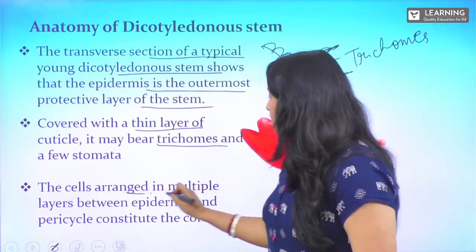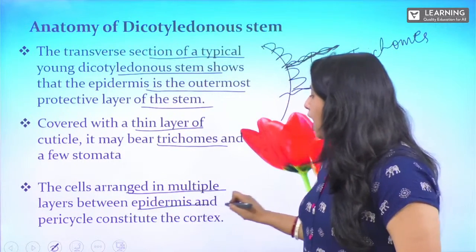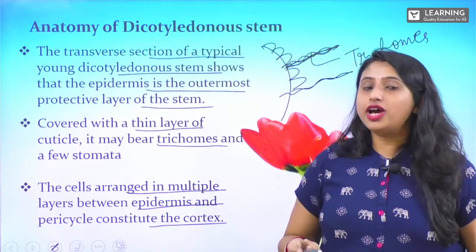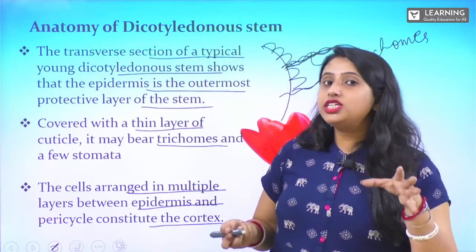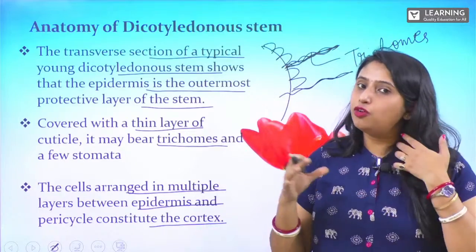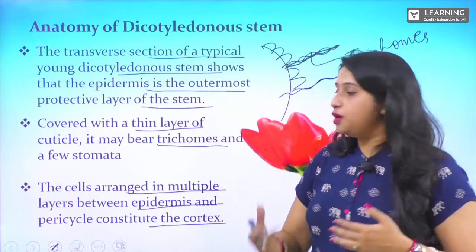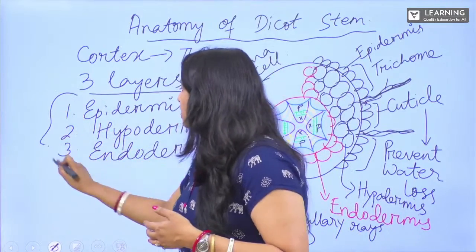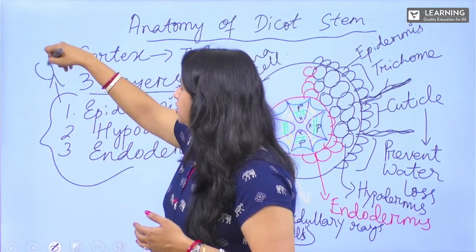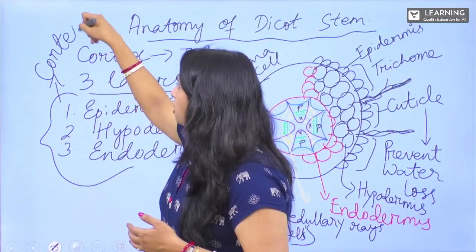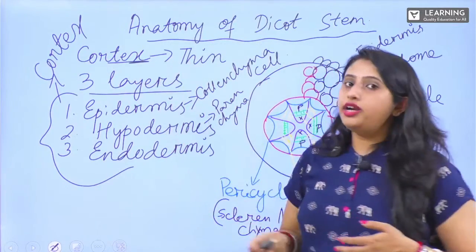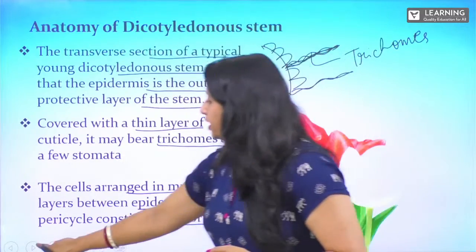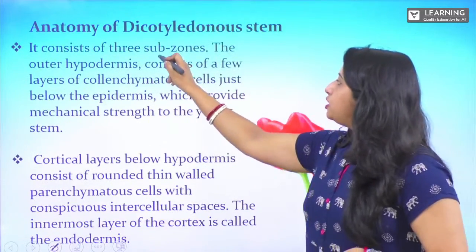So the cells arranged in multiple layers between the epidermis and pericycle constitute the cortex. As you have seen, there are three types of cells, and the arrangement of these cells is what we call the cortex. These three cells we are calling the cortex, isn't it? Yes. So next let us see. It consists of three subzones.